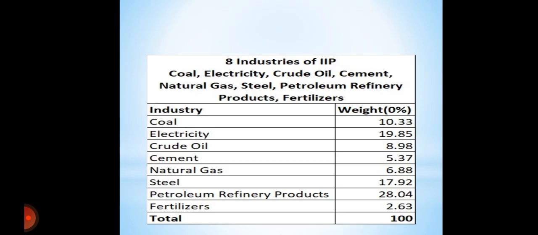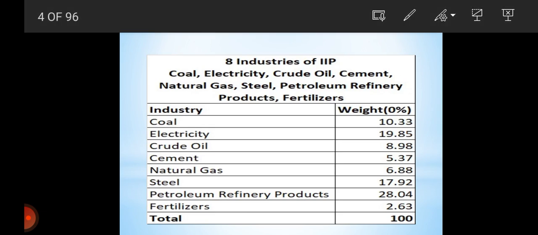Next, how many industries does IIP measure? See, we have a number of industries, but IIP measures the main industries. So IIP measures a total of 8 industries. These are coal, electricity, crude oil, cement, natural gas, steel, petroleum refinery products and fertilizer. These eight industries are majorly measured by IIP.